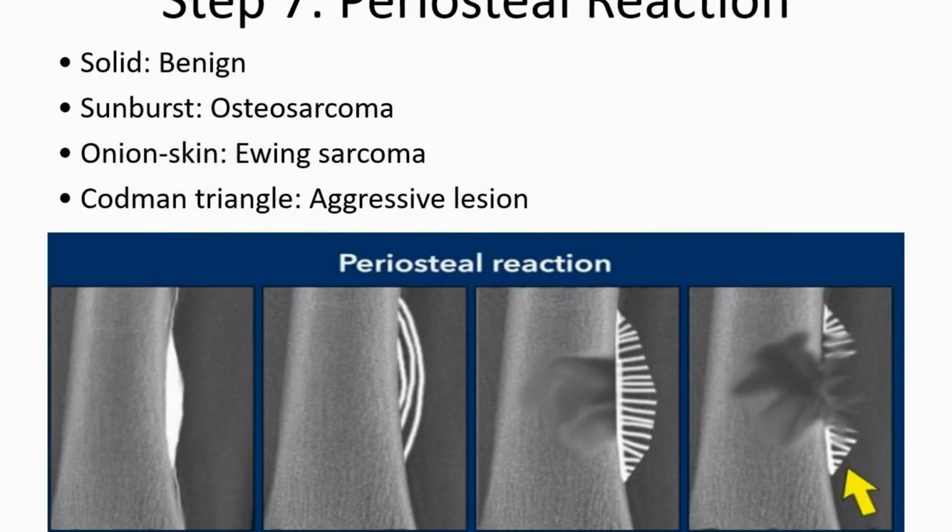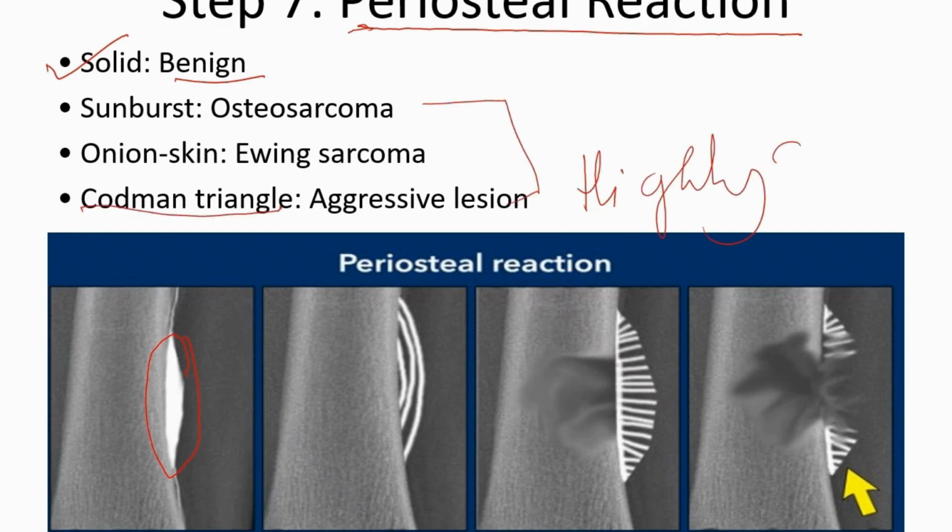Now step 7. In step 7 we look for the periosteal bone reaction. The periosteal reaction depends on the speed of growth of the lesion. A solid type of periosteal reaction is benign, as we can see in this image. This is seen in benign lesions, whereas the sunburst or spiculated type is seen in highly aggressive tumors like osteosarcoma, and in the sunburst type there is a Codman triangle. This is due to a highly aggressive tumor.